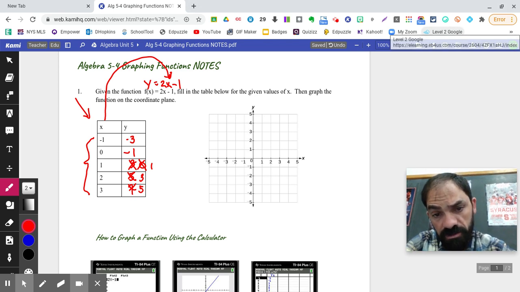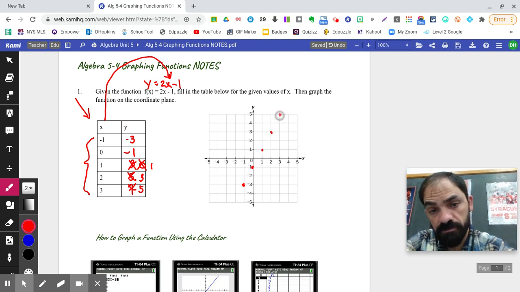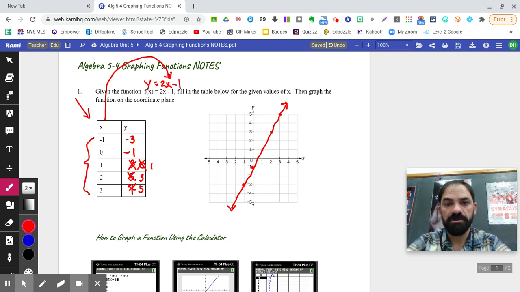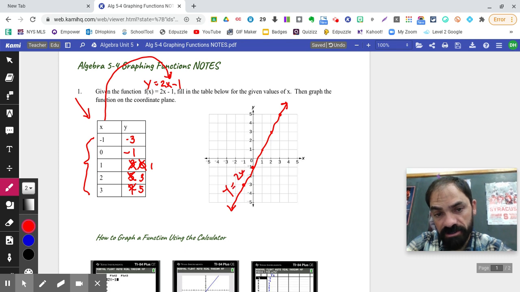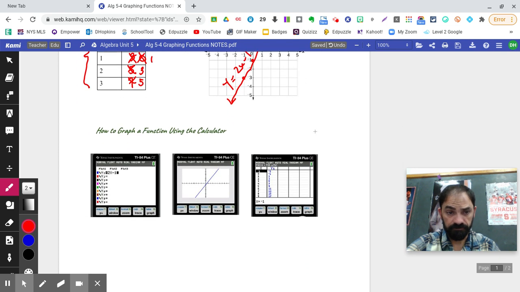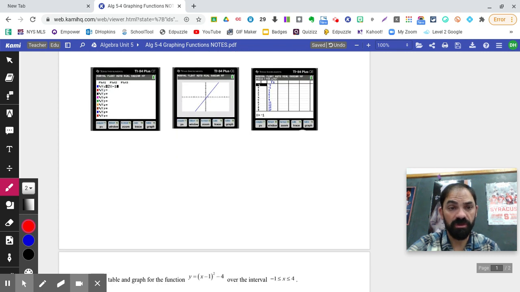-1, -3, 0, -1. So I'm going up 2 over 1 each time. And there it is. Sorry about the not so straight line. And write your equation on the line: y equals 2x minus 1. So using the calculator, it's not that difficult at all. Here are some steps on how to graph it on the calculator. We just went through that.